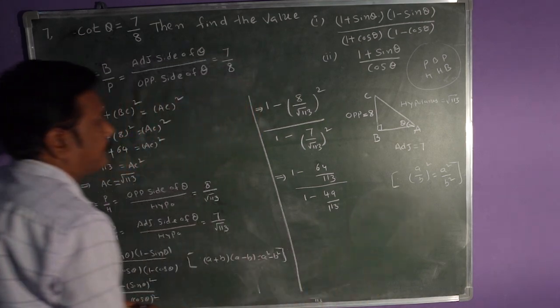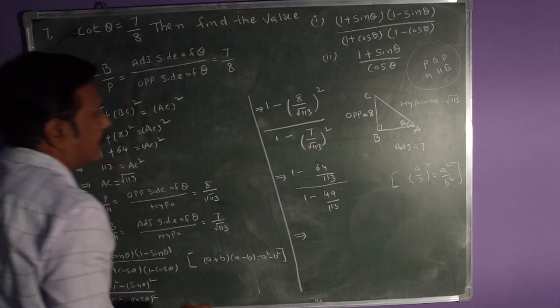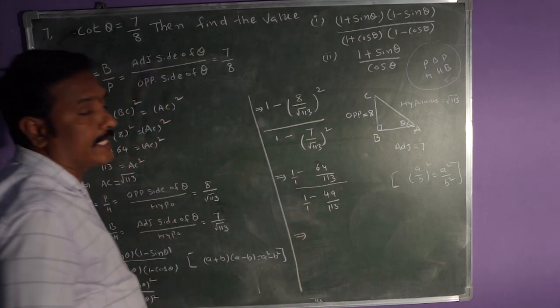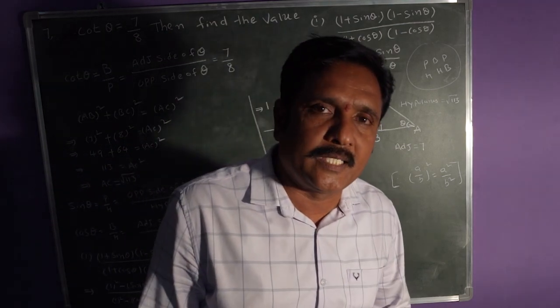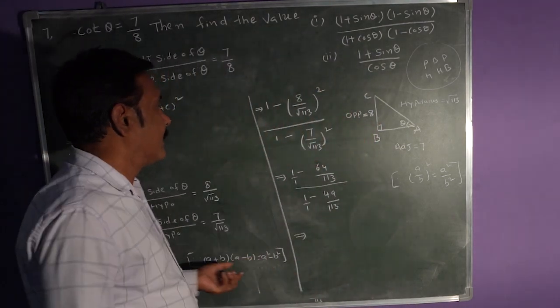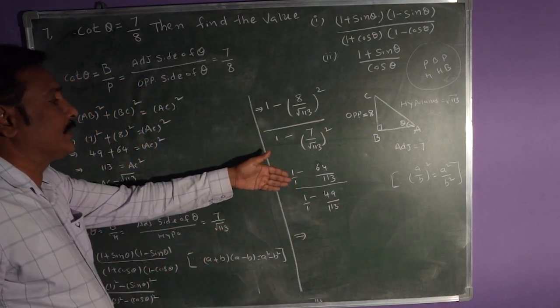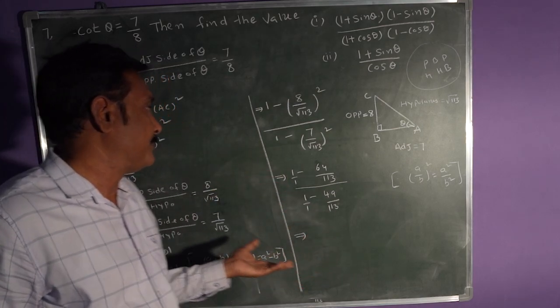Next step. This implies 1 means I will take 1 by 1, 1 means I will take 1 by 1. The mathematical fundamental formula is that if there is no change in the value, I can substitute the 1.